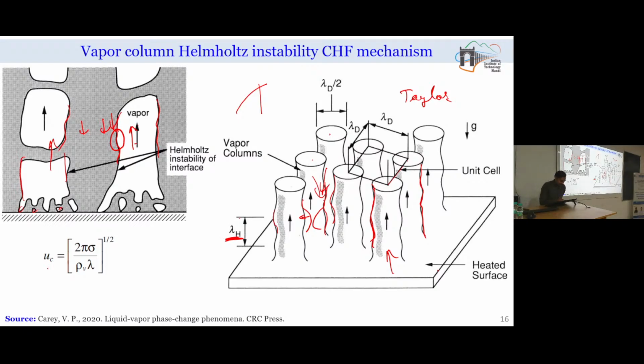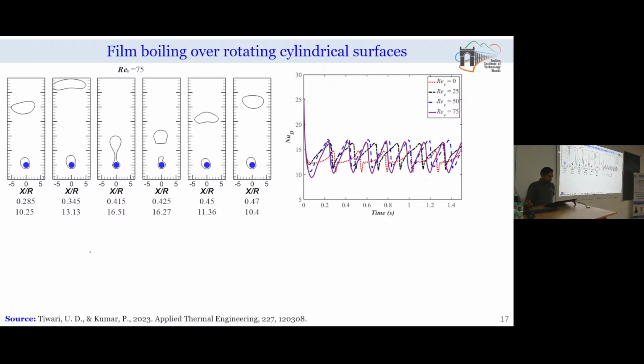So, for that purpose, if we do the linear instability analysis, we find that the critical value of the velocity is nothing but the square root of 2 pi sigma divided by rho v lambda. So, this is the critical velocity. If we are able to maintain the velocity of the vapor column below this, then we will be able to continue boiling in the nucleate boiling regime. If we go above this, then we will immediately shift to the transition and film boiling regime.